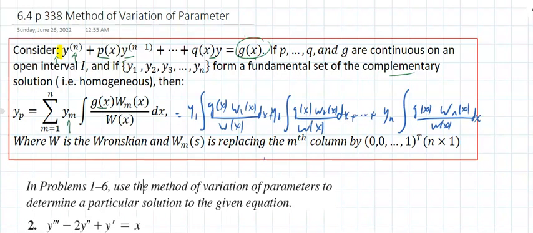w sub m, so the Wronskian, and keep in mind you find the Wronskian by listing n by 1.